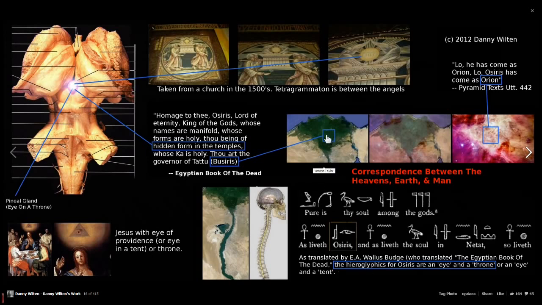This area right in the very, very center of the Nile Delta is called Busiris. Busiris is the place where Osiris and Ra's souls embraced. This tells us the soul is seated in this area. It's seated in the area where the pineal gland is. This transition that you see from the Nile to the Orion Nebula is showing us that they knew in Pyramid Text 442 that there was a mirror going on here.